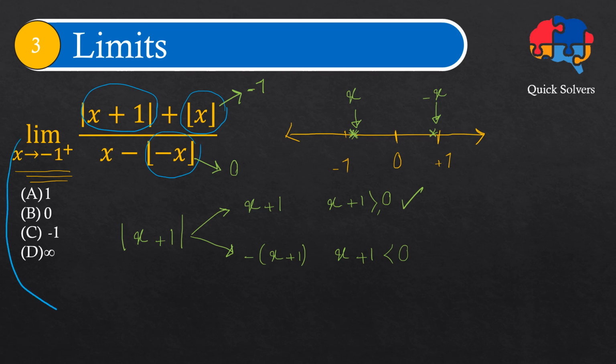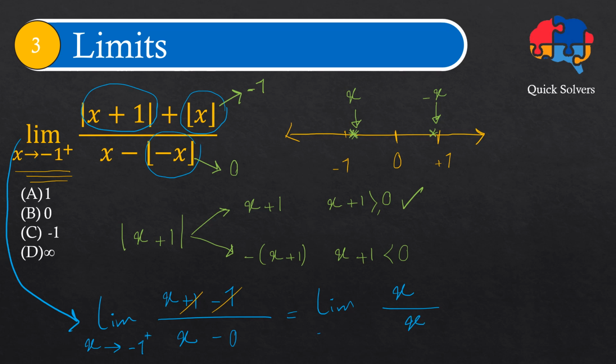So I can rewrite this as the limit of the absolute value of x plus 1. We know it equals x plus 1. We know this floor function gives minus 1. Then in the denominator we have x minus, and the floor function gives 0, okay? Where x goes to minus 1 from the right, okay? And this equals the limit of x, because this minus 1 and this plus 1 cancel out each other. So we have x, and in the denominator we also have x, where x approaches minus 1 from the right, okay? And well, again, this x and this x cancel out each other, and what is left is just 1. And that means this is the right choice for this particular function.